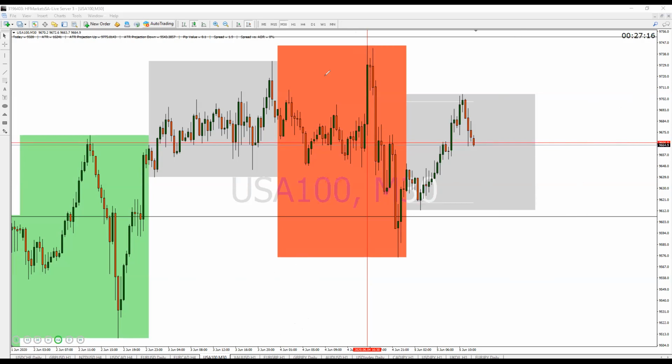But make sure that you have a strategy in place that you use for entries. Don't just say price has cleared that, I'm going to sell blindly. No, you need something that will give you an entry. Remember, your strategy should tell you where and how to enter, where to put your stop loss, and where to put your take profit. This is mandatory.